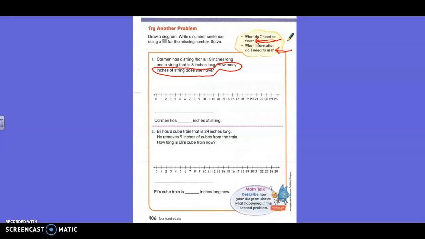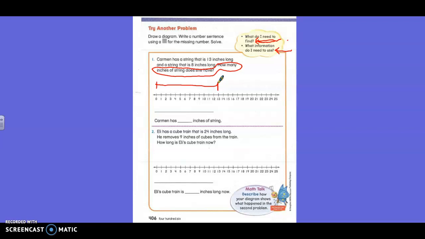So, start at 0, put a line on top, and do we know what our first number is going to go to? Yes, what's our first number going to go to? 13. So you don't even have to count or jump, go all the way to 13 and put your line. All the way to 13 and put your line.